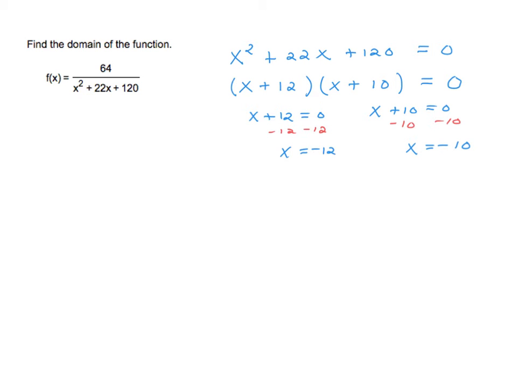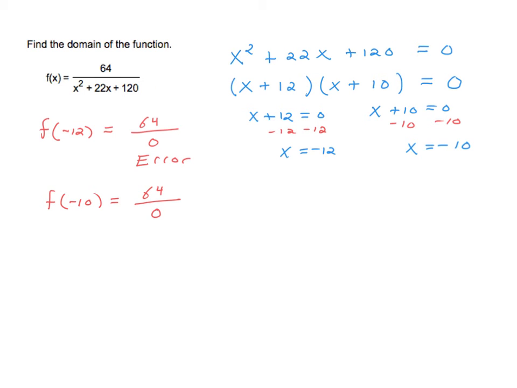And the reason is, if you take your function and you plug in, let's say, negative 12, in the function itself, you'd have 64 in the numerator, but you'd get 0 in the denominator, and that's an error. You can't divide by 0. Likewise, if you put negative 10 into this function, again, in the denominator, it would simplify to 0, giving you yet another error. Every other number is okay when put in place of x for this function.